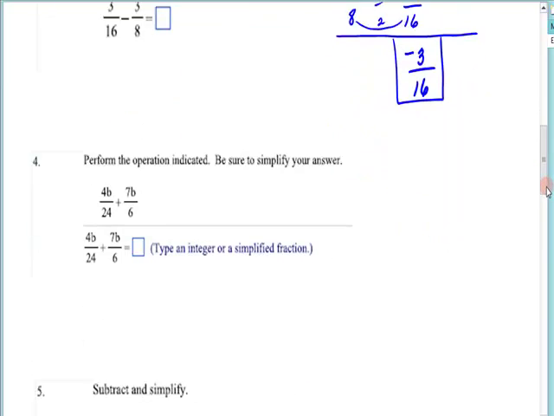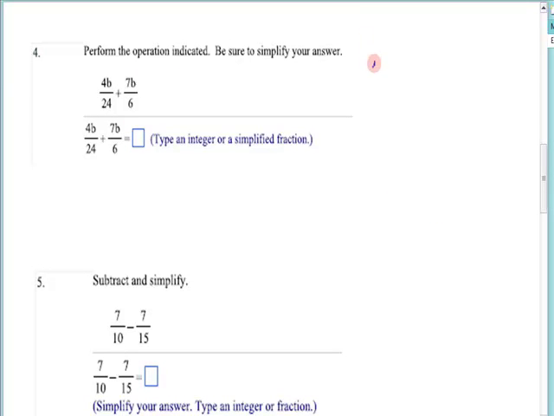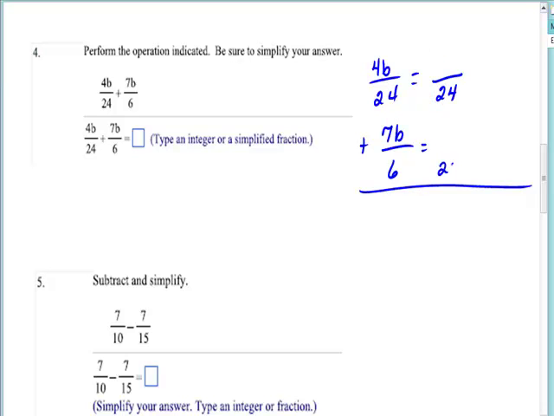All right, next one. I have 4b over 24 plus 7b over 6. The common denominator, well, will 24 work? Yes, it will, because both will go into it. No change, so no change. I get 4b. 6 goes into 24 4 times, and 4 times 7b is 28b. So I have got over 24.